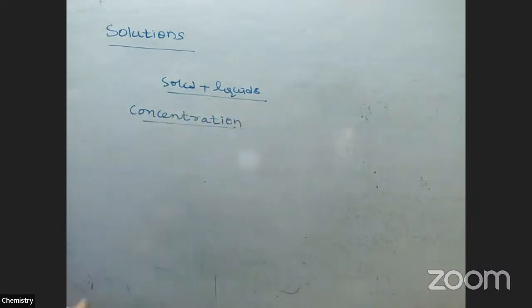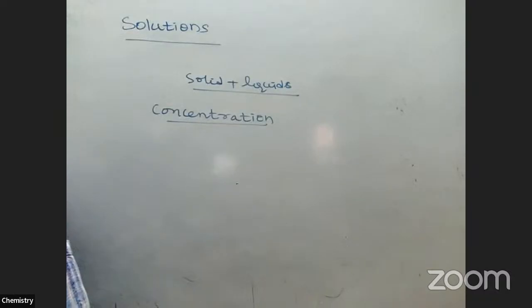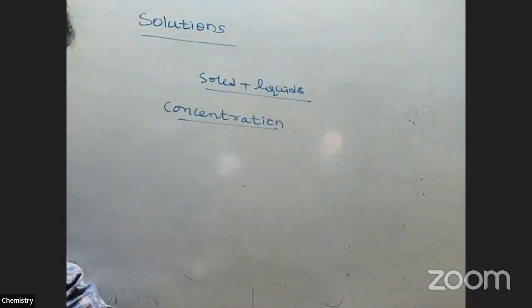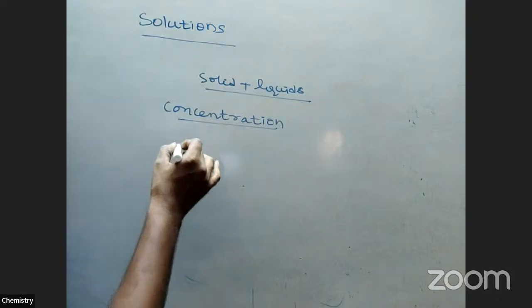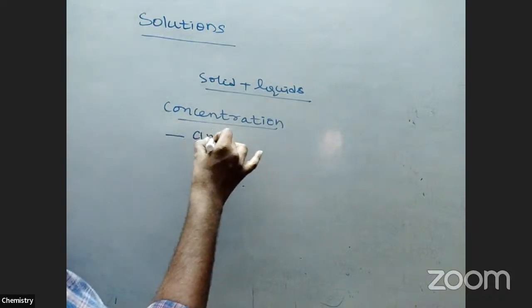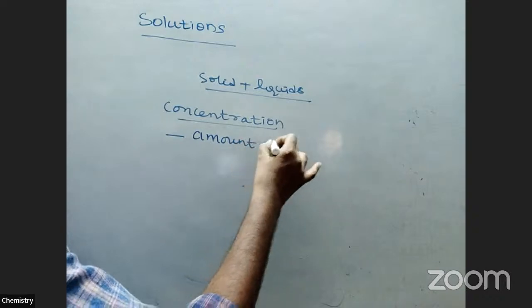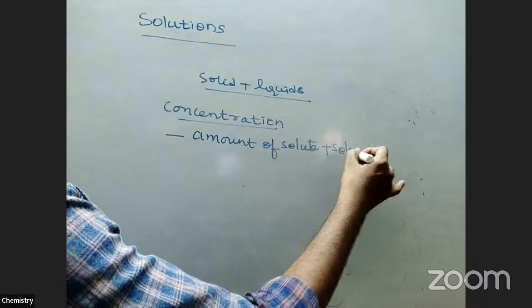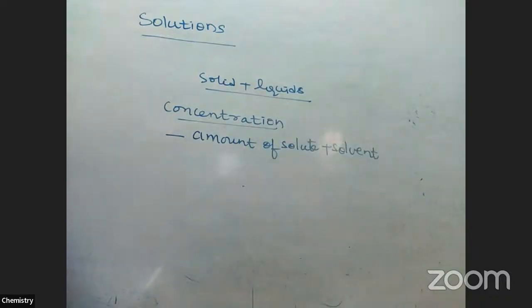What is the meaning of concentration of solution? Concentration means how much amount of solute is present in a given amount of solvent. That is called the concentration of solution. What does concentration of solution explain? It explains the amount of solute plus solvent in solution.